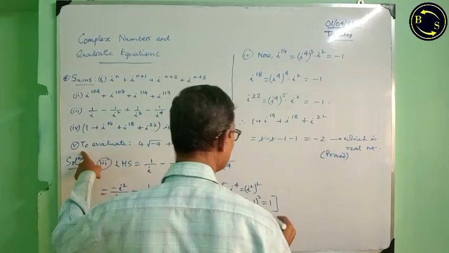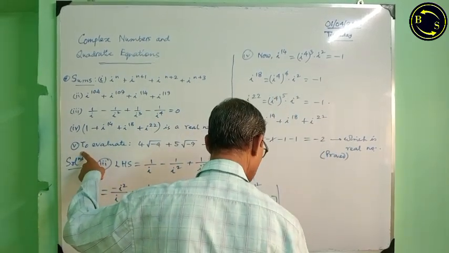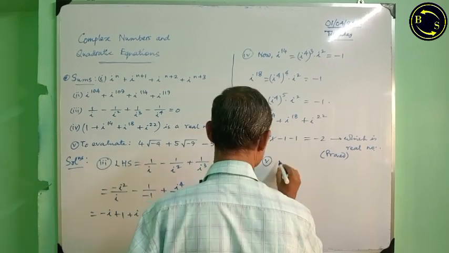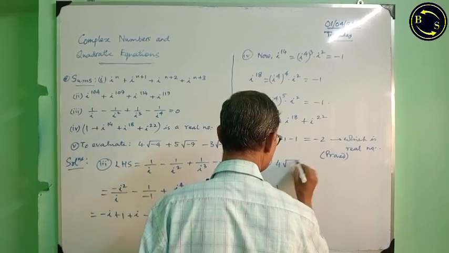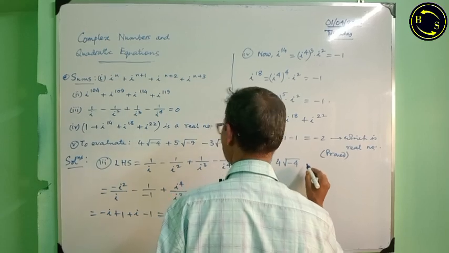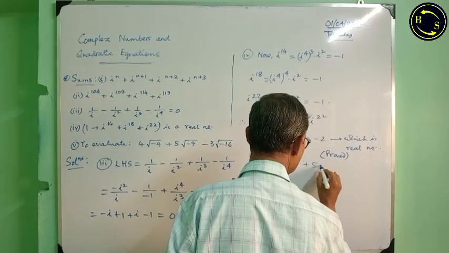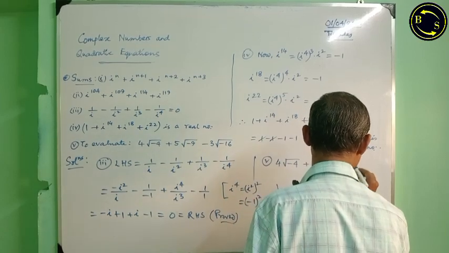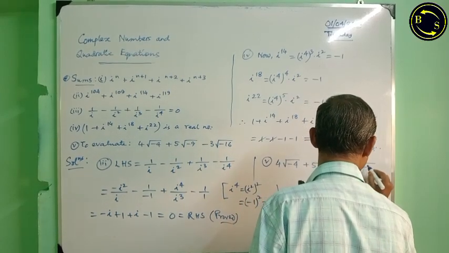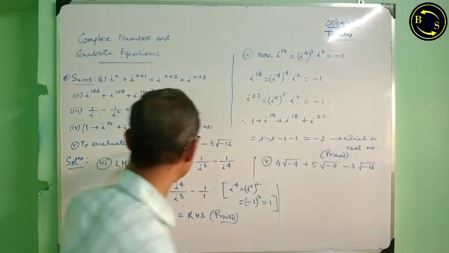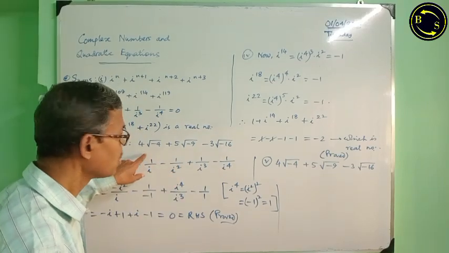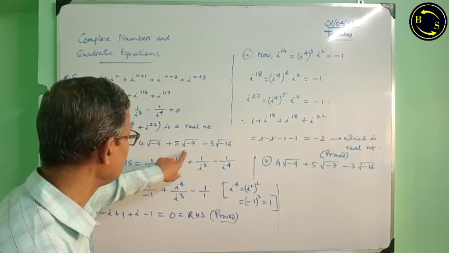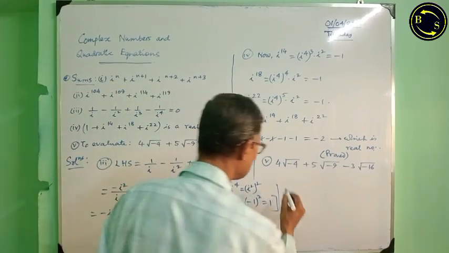Next, we find the value. Number 5: 4 root over minus 4 plus 5 root over minus 9 minus 3 root over minus 16. Let me verify whether I have written correctly. 4 root over minus 4, 5 root over minus 9, minus 3.